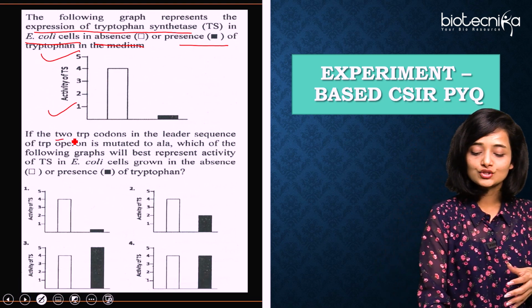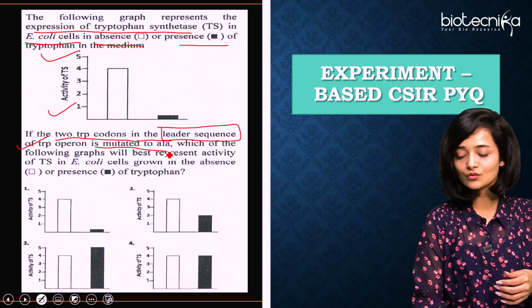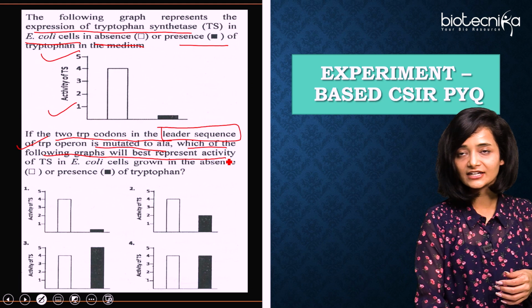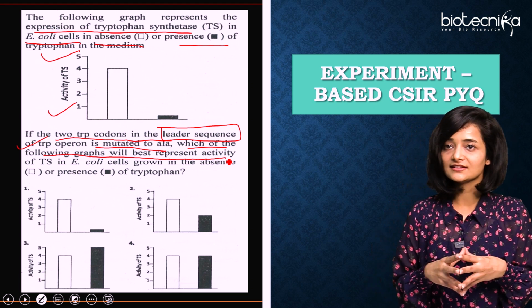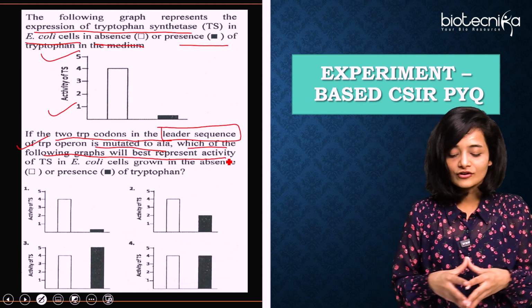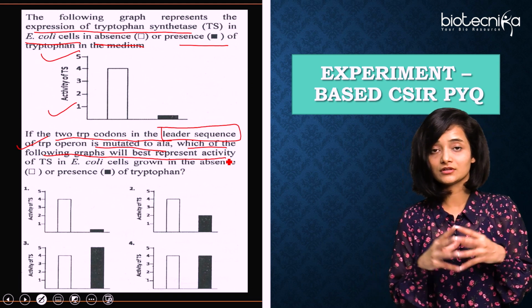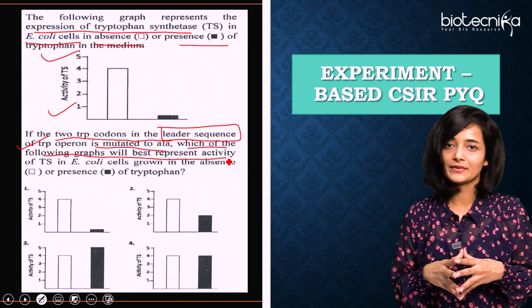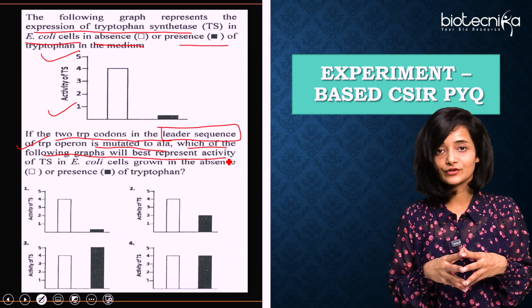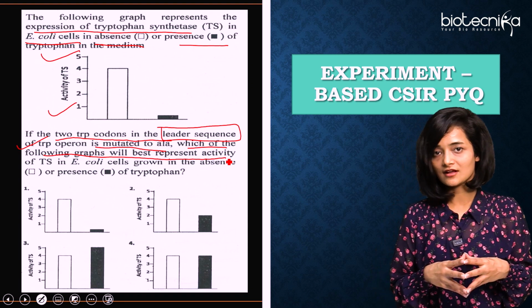So if the two trp codons in the leader sequence of trp operon are mutated to alanine, which of the following graphs will best represent the activity of this tryptophan synthetase in E. coli grown in the absence and presence of tryptophan? So out of these four options, which could be correct? If you have known the concept of trp operon, that there are two types of regulatory mechanisms which are involved, then you can answer this question. So I'll give you some time to read the question and find the answer. Then I'll tell you what is the answer.